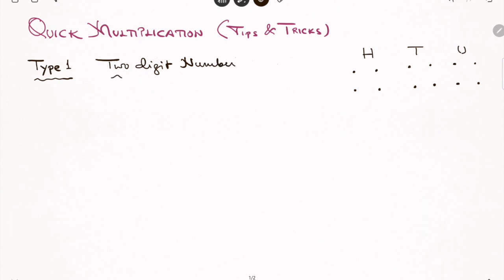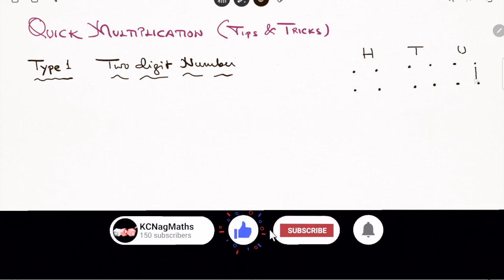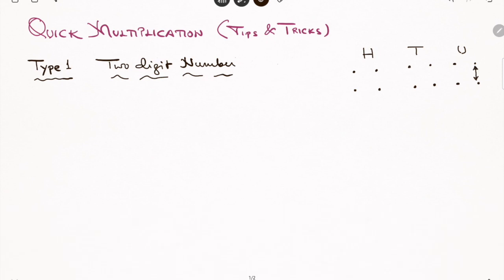So when we multiply two-digit numbers, to get the unit place digit of the product, we will be carrying out vertical multiplication. To get the tens place, we will be carrying out cross multiplication, and to get the hundred place, again we will carry out vertical multiplication.